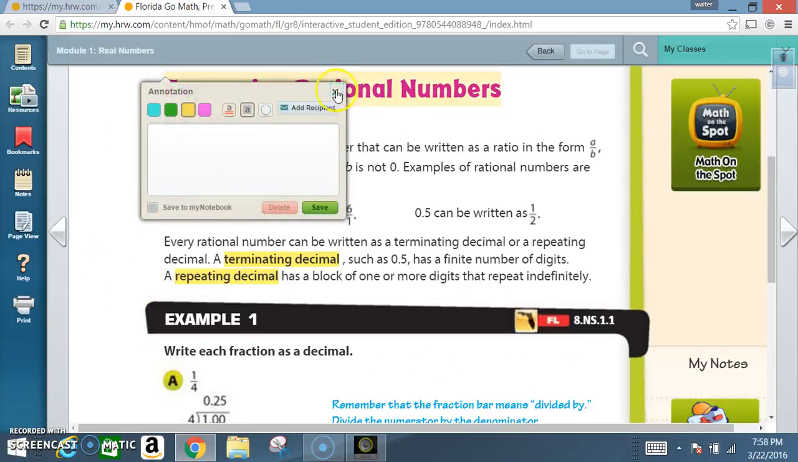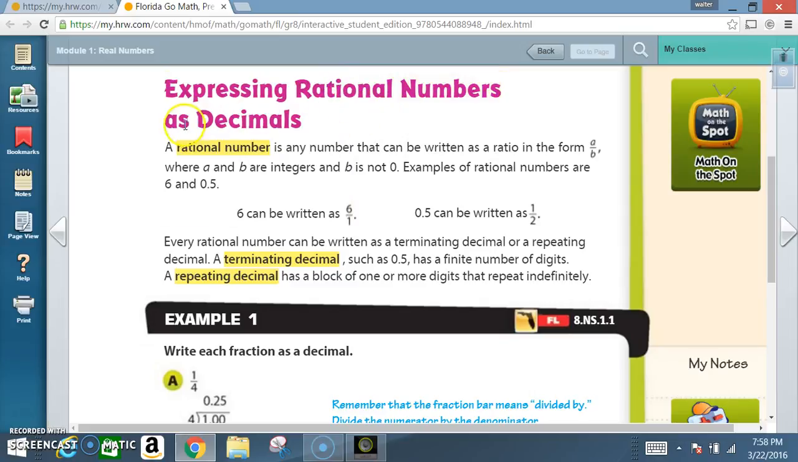Expressing rational numbers as decimals. A rational number is any number that can be written as a ratio in the form a over b, where a and b are integers and b is not zero. Examples of rational numbers are 6 and 0.5.